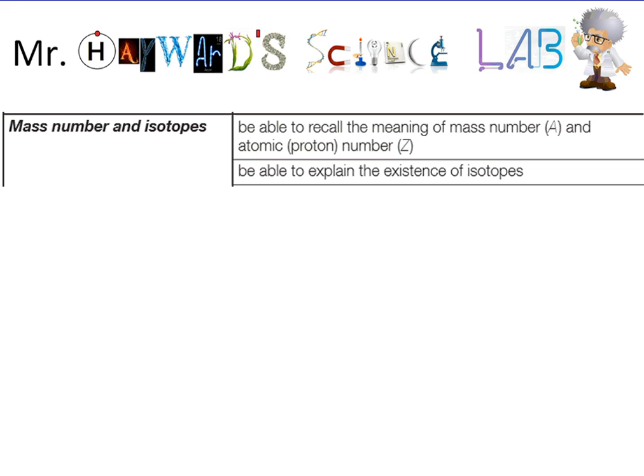The last thing today, we're just going to look at what AQA actually say you need to know. It says for the mass number in isotopes, you need to be able to recall the meaning of mass number, which is referred to as A, and the atomic number, proton number, which is Z. So we know that. You should be able to explain the existence of isotopes. We've also looked at that. The existence is to do with the fact that there are different numbers of neutrons in the same elements, but different atoms. Okay, so that's it for today.